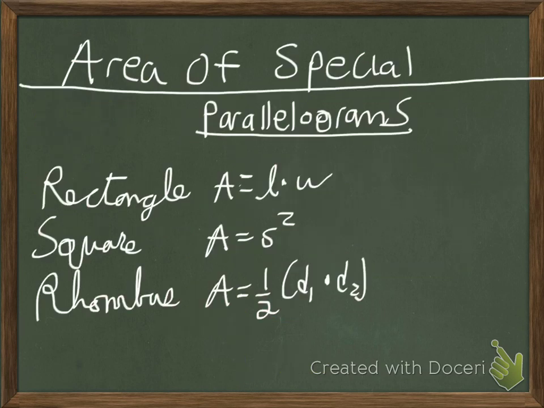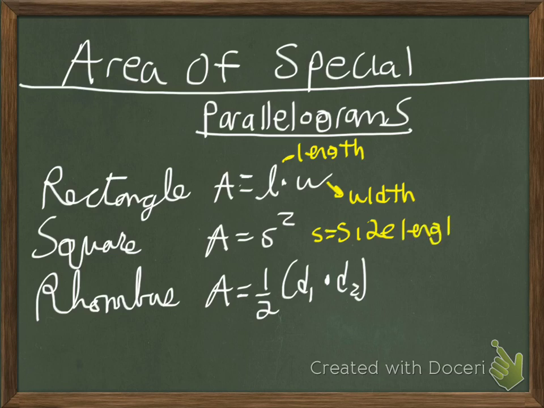And then the last thing before we close, area of special parallelograms. Rectangle, we have the formula that many of you probably learned in grade school. Rectangle area is length times width. Of course, L is length, and W is width. Square is s squared. s is the side, right?